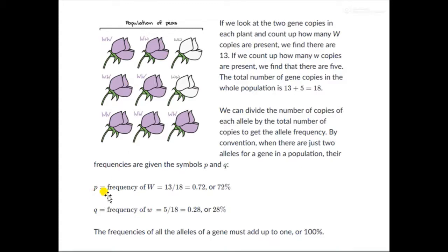So if you want to find out the frequency of the allele W, it is 13 divided by 18. What is 18? 18 is 13 plus 5. The total number of gene copies, or alleles, which we have here is 18. So the frequency of the allele capital W is 72%, and the frequency of small w is 5 divided by 18, which is 28%. And always the frequencies of all the alleles of a gene must add up to 100%.